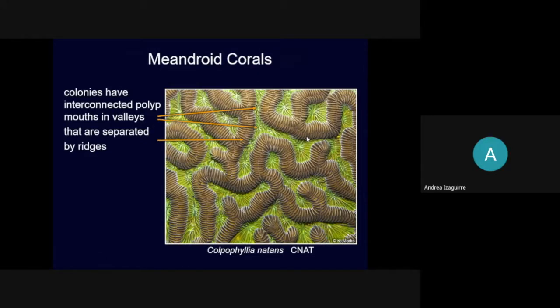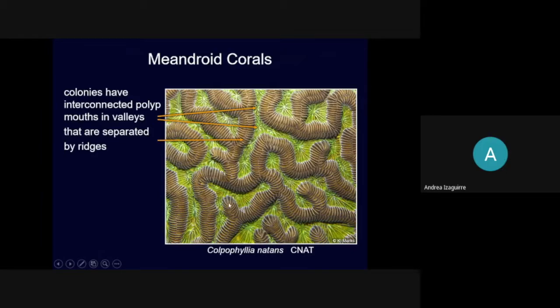So the first ones we'll be looking at are some types of meandroid corals. And these corals will have interconnected polyp mouths. So that means that each little polyp mouth doesn't have its own little corallite. So it doesn't have its own little cup where it is, but they all share one big valley. So if you see in this one, you will see where those mouths are, and you will see that there are several that share that valley.